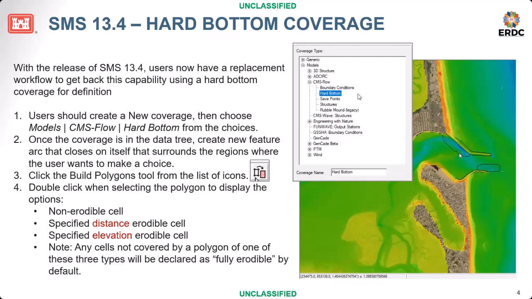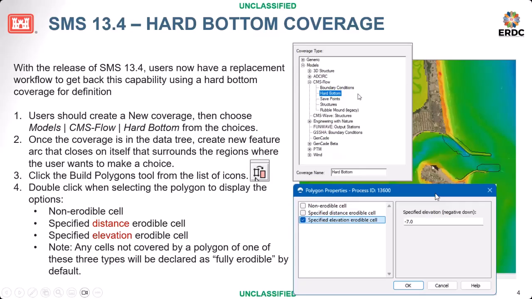So the new interface, basically you go into your coverages and you select a hard bottom coverage, and then once you define the different zones, you can come in here and specify one of these 3 types. And 2 of these have actual values that you can enter there. And then once you have all that set up, you're ready to go. And we can use a different tool to actually create that data set, and I'll show that a little bit.